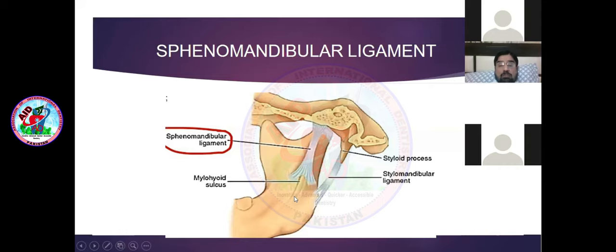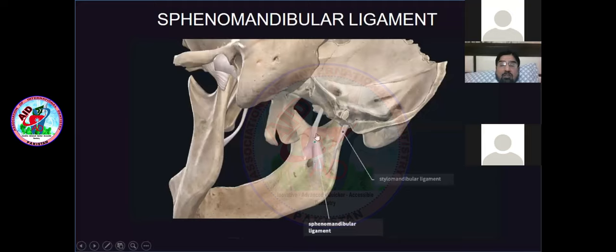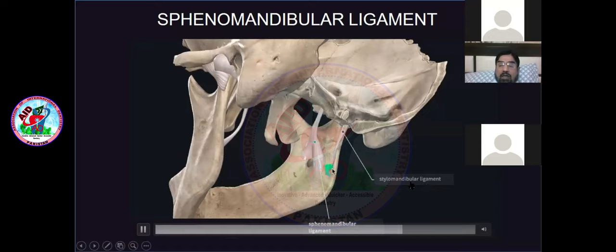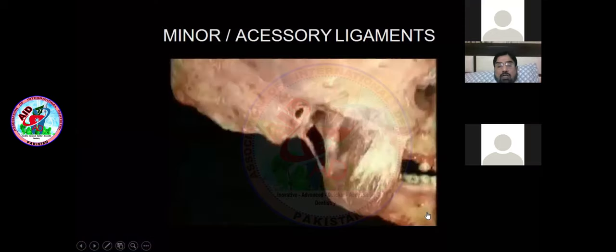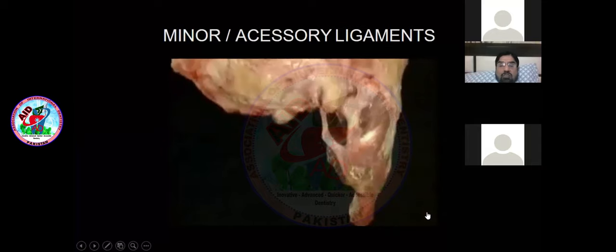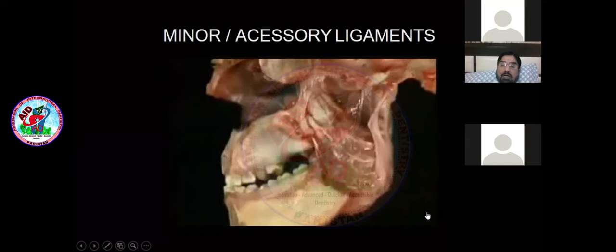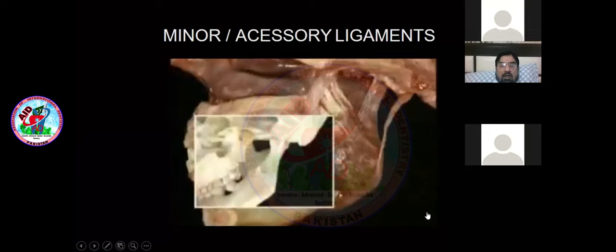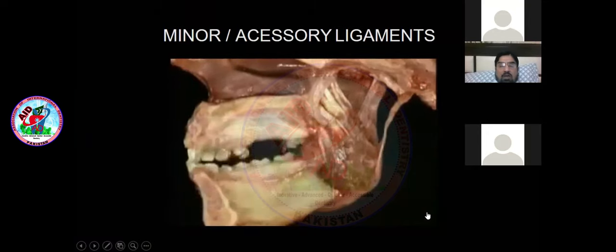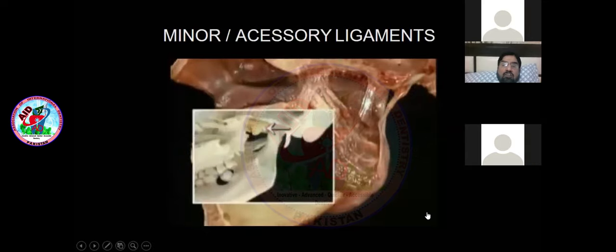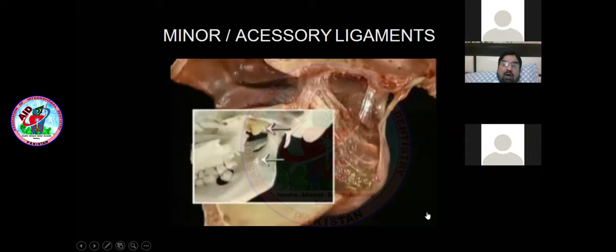Now we are coming to the description. You see, attached to the sphenoid bone, and the stylomandibular from the styloid process, these are the two ligaments attached here. Now, another very good interpretation: we are coming to the back side. Here you see the styloid process and the stylomandibular ligament coming to the angle of the mandible. Now you see the sphenomandibular ligament. Look at the spine of the sphenoid bone and the lingula. Clinically, this ligament is attached superiorly to the spine of the sphenoid bone and inferiorly to the lingula.